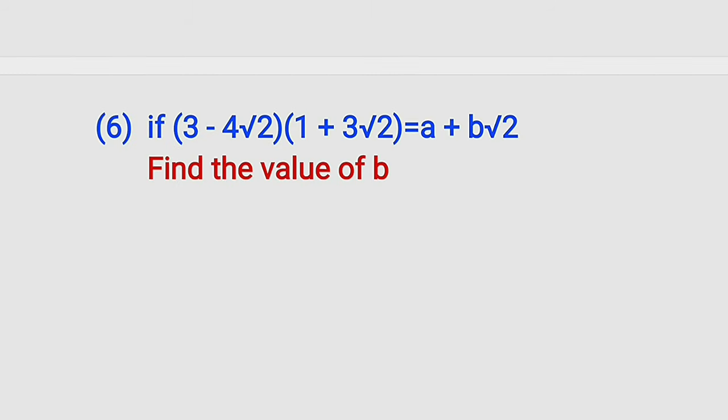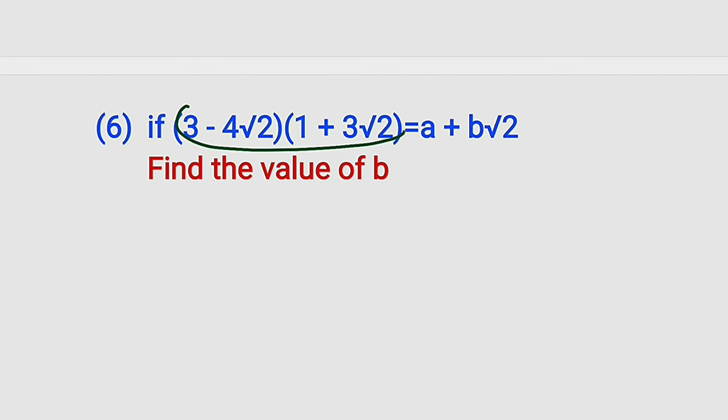Hello, good day viewers. Here is continuation of our solutions on WAEC 2024 Mathematics Objective Questions. And in this tutorial, we are going to begin with question number 6 down to question number 10. Alright, question number 6 reads, if 3 minus 4 root 2 multiplied by 1 plus 3 root 2 is equal to a plus b root 2, we're asked to find the value of b, which is the coefficient of root 2. Alright, let's get started.